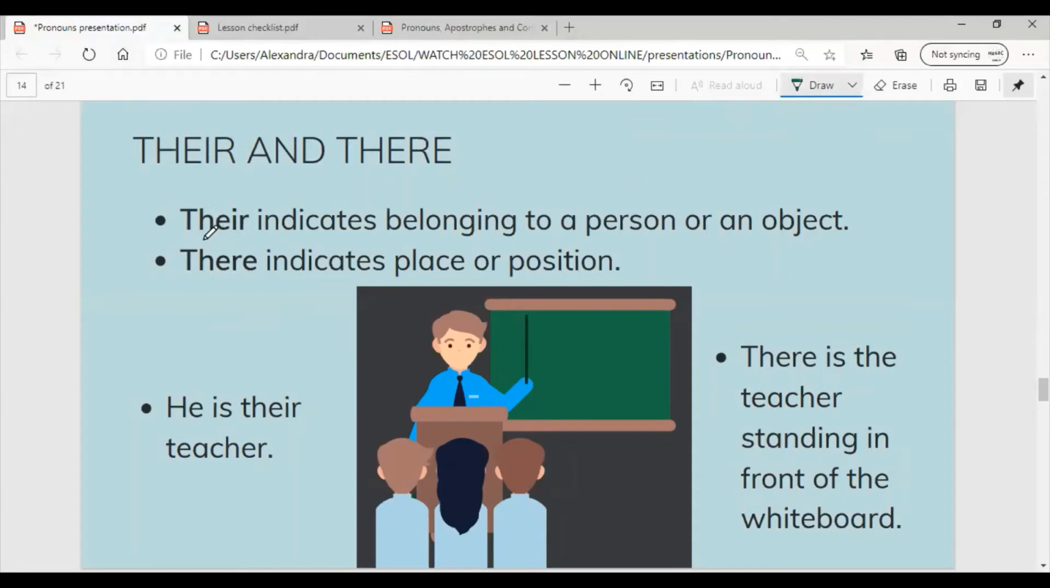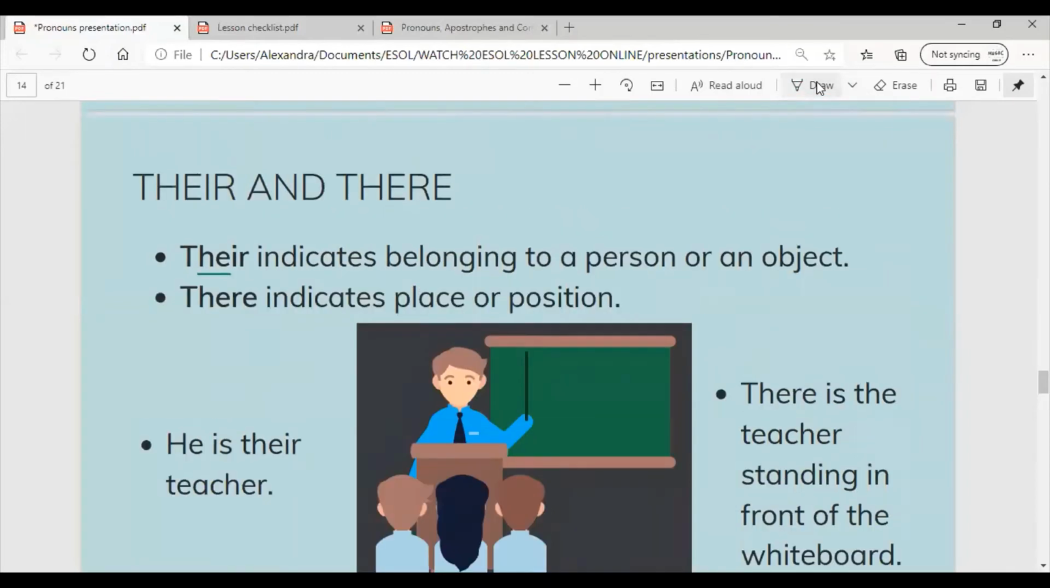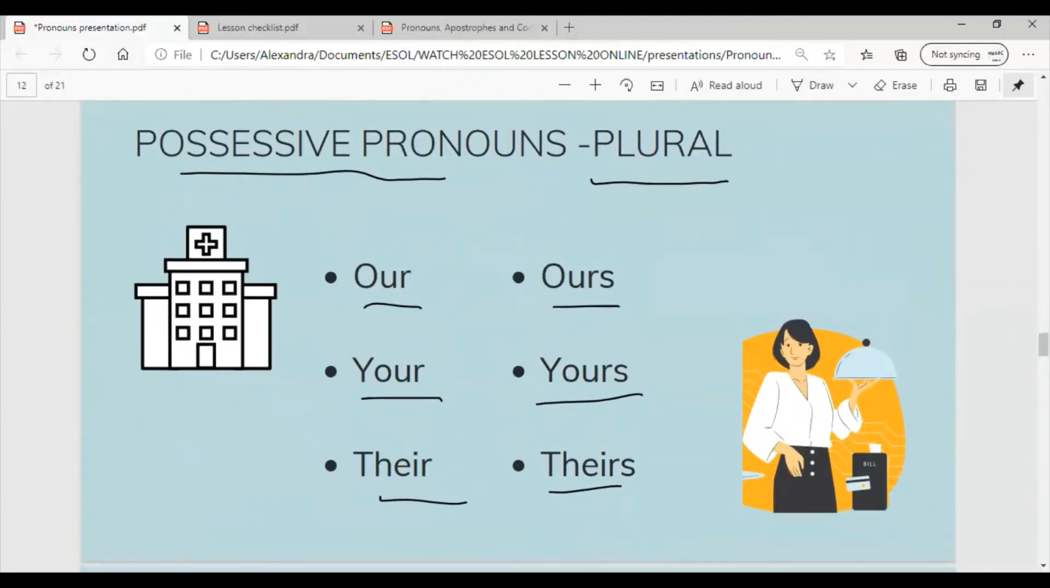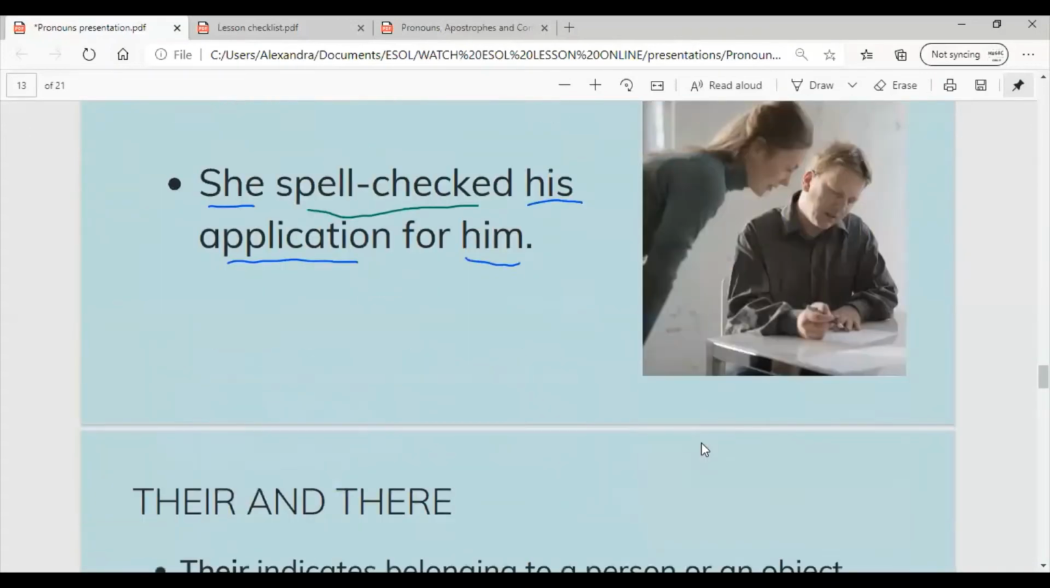So their indicates belonging to a person or an object. So remember when we looked at the personal pronouns, their can describe something that belongs to someone else. So their meals, their waitress, okay?